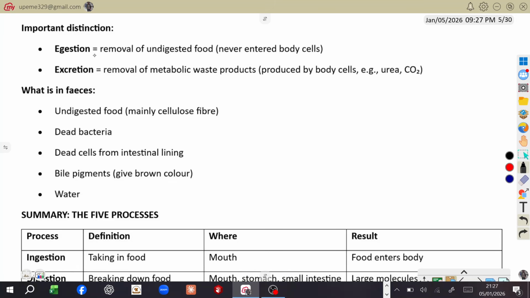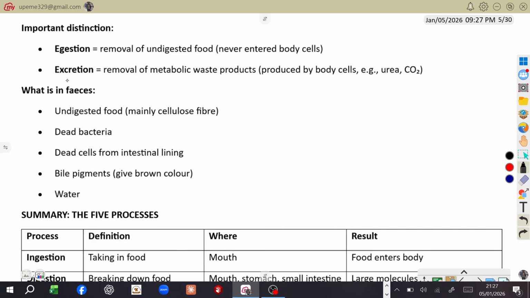Egestion is the removal of undigested food, which never entered body cells. The food had no chance to enter the body cells or the bloodstream, because it was not digested. So any food which is not digested and is removed through the anus, that process is egestion. Egestion is the removal of undigested food that never entered the body.